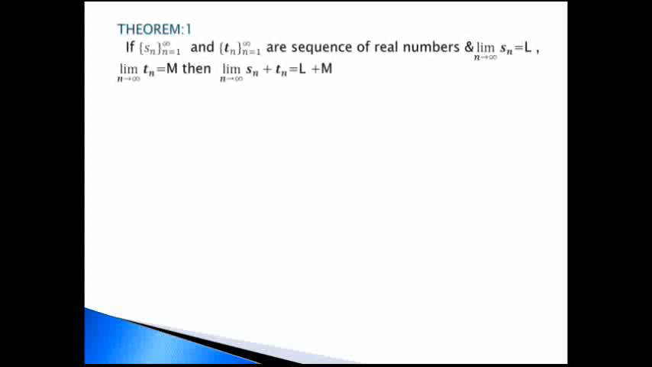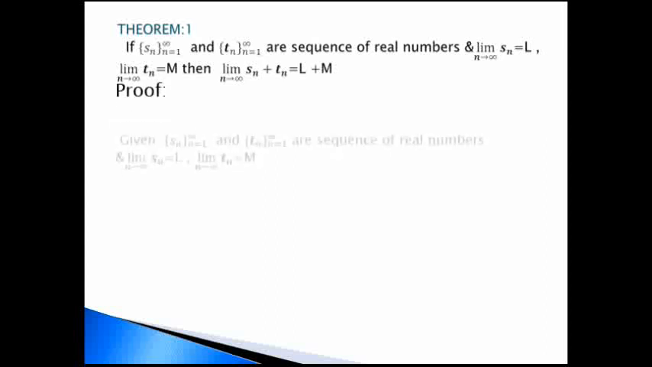If sequence Sn, n equal to 1 to infinity, and sequence Tn, n equal to 1 to infinity, are two sequences of real numbers and limit n tends to infinity Sn equal to L, and if limit n tends to infinity Tn equal to m, then limit n tends to infinity Sn plus Tn is equal to L plus m. Proof.